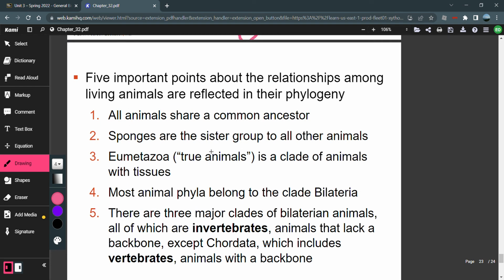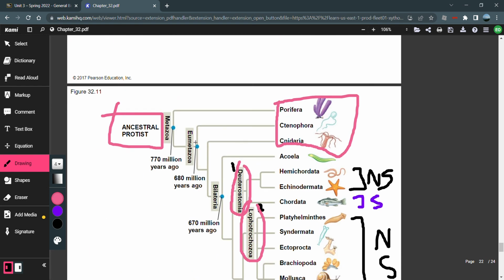The Eumetazoa are the true animals, the clade of animals with tissues. So true animals have tissues. Eumetazoa, right here, have true tissues.